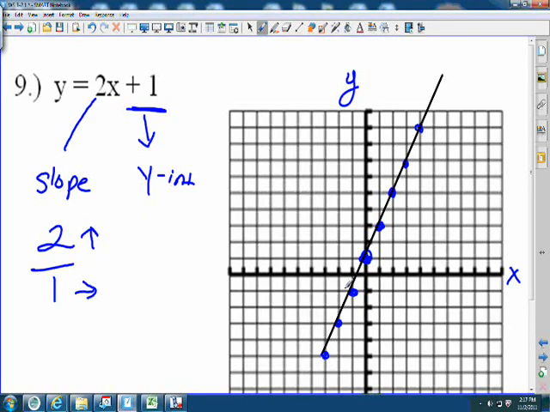Now I know that this point right here, which is 0, 1, is my y-intercept. But what is my x-intercept? It crosses right here, in between 0 and negative 1. So I'm going to put between 0 and negative 1.